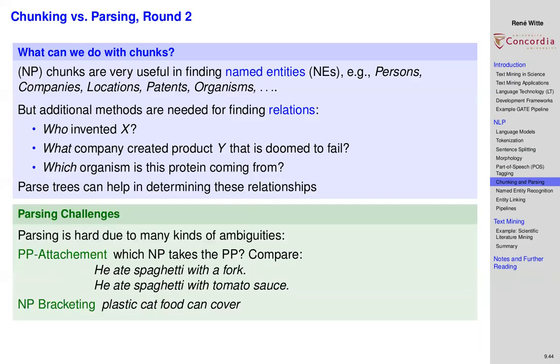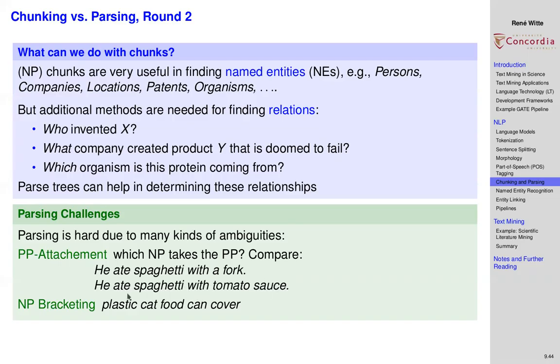So parsing, again, in natural language processing is quite difficult because there are so many ambiguities. And I'll just show you two typical problems briefly. One is the problem of PP attachment, where PP is the part of speech tag for a prepositional phrase. If you look at these two sentences here, he ate spaghetti with a fork, he ate spaghetti with tomato sauce, you can see that the preposition with a fork and with tomato sauce has to be interpreted completely differently.